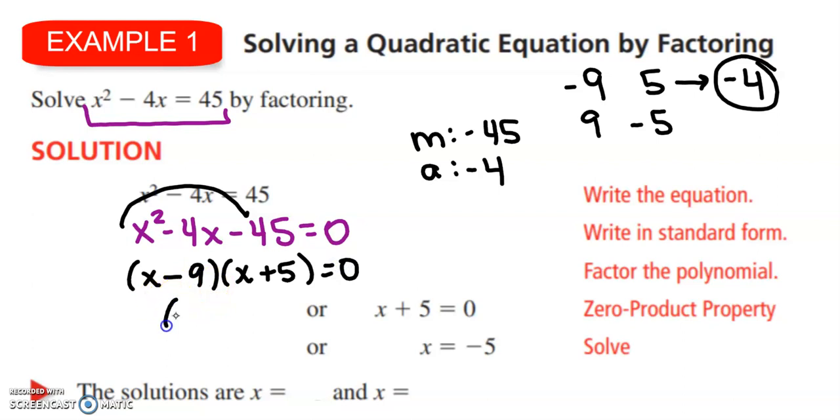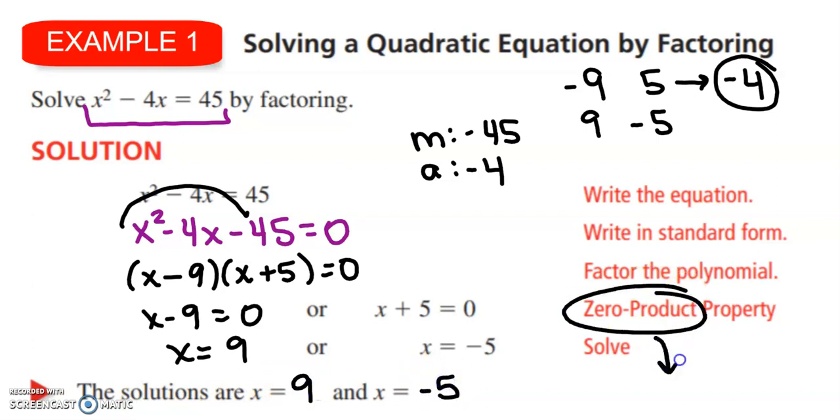So now I have x minus 9 equals 0, or x plus 5 equals 0. Which means that x equals 9 or x equals -5. Thus, our solutions are x equals 9 and x equals -5.